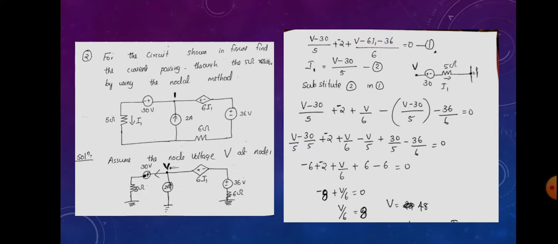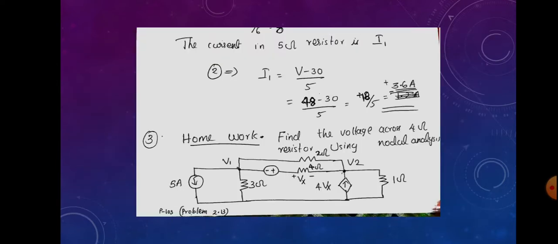Now we can substitute the value of V in equation 2 in order to get I1. So I1 is equal to V minus 30 by 5. Substituting V as 48, we get the value of I1 as 3.6 ampere. So that's all about this problem.